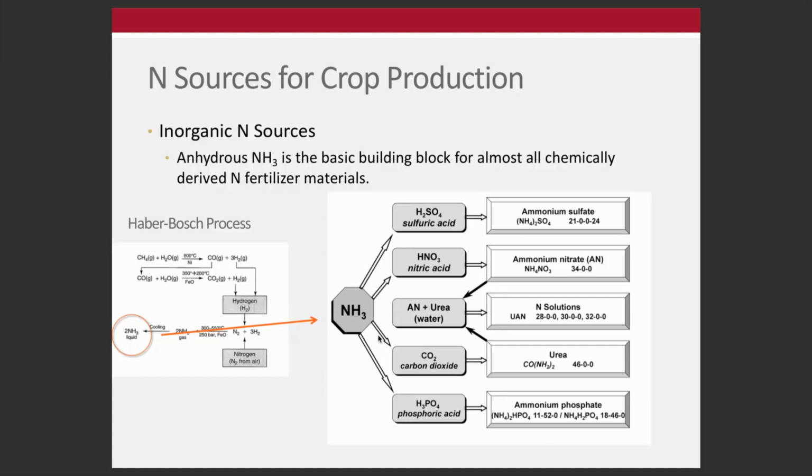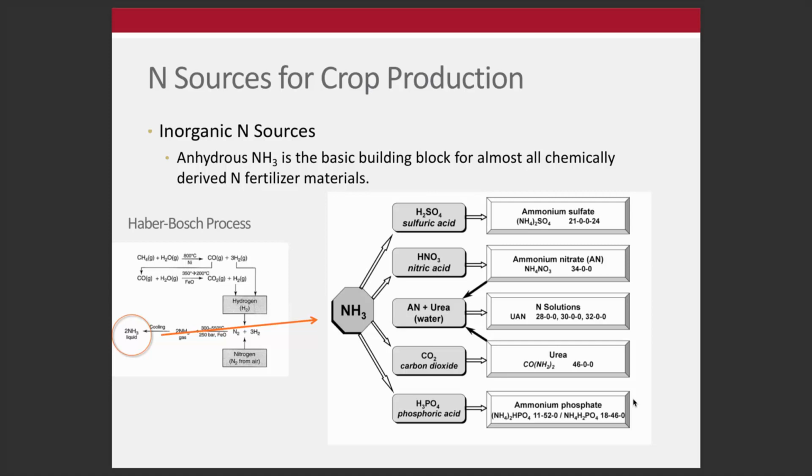This is a simplified drawing, but essentially if we take NH3 and combine it with sulfuric acid, we get ammonium sulfate, a common nitrogen fertilizer. If we combine it with nitric acid, we get ammonium nitrate. If we combine it with water, we can get UAN and urea solutions. With carbon dioxide, urea itself. And with phosphoric acid, we can get ammonium phosphate, such as MAP and DAP, these mono and di and polyammonium phosphates, which are our most common phosphorus fertilizers.